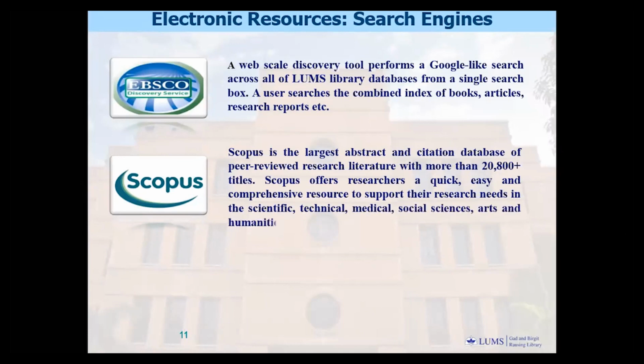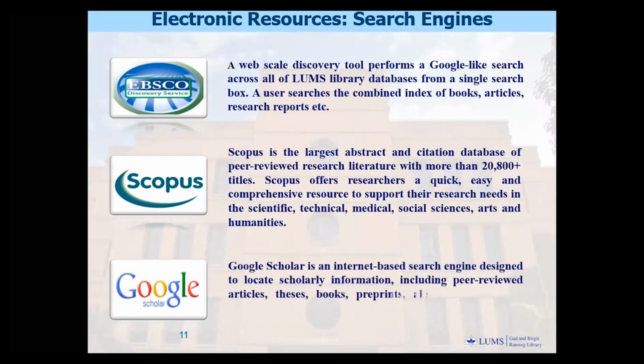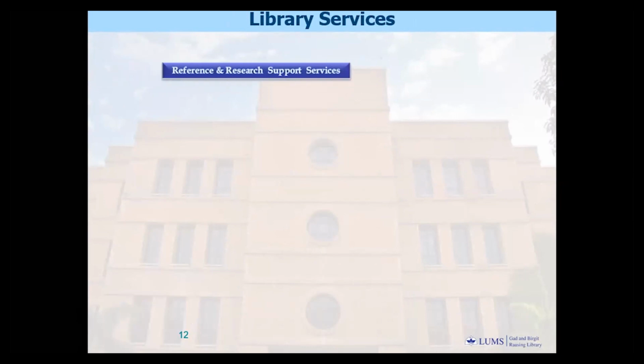Scopus is a citation database covering 22,800 plus titles, and it provides a quick, easy, and comprehensive resource to support researchers. Google Scholar shows designated scholarly information material at LUMS. When you are searching through Google Scholar, if the sources are available at the library, you can access them on Google Scholar and find the material over there.